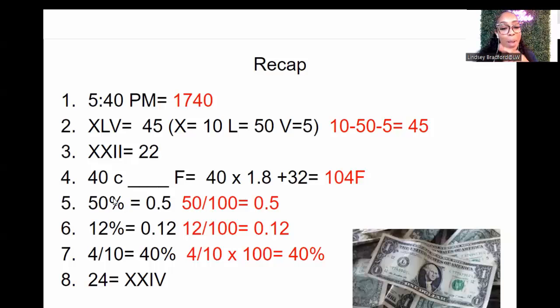Okay. Number 24, or number 824, says XXIV. So we know that the X is 10, 10, and then the IV is 4.